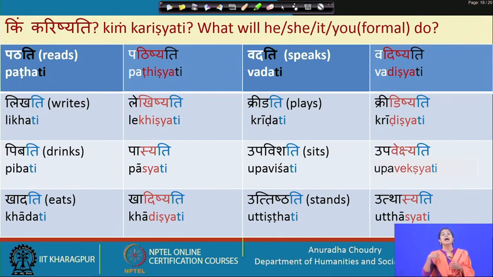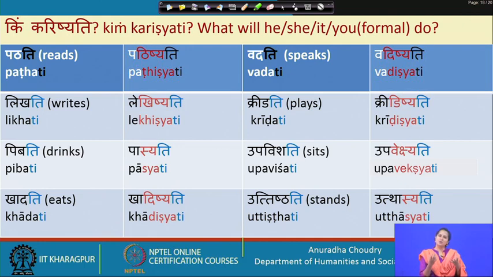So, Likhati becomes Lekhishyati. Pibati, Pasyati. Again, we see Pibati doesn't become Pibishyati, the root being Pa, and therefore it takes on another form which is Pasyati. Khadati, Khadishyati. Uttamam. That's a more regular kind of pattern. Vadati, Vadishyati. Kridati, Kridishyati. Upavishati, again it changes a little bit. Upavekshyati.